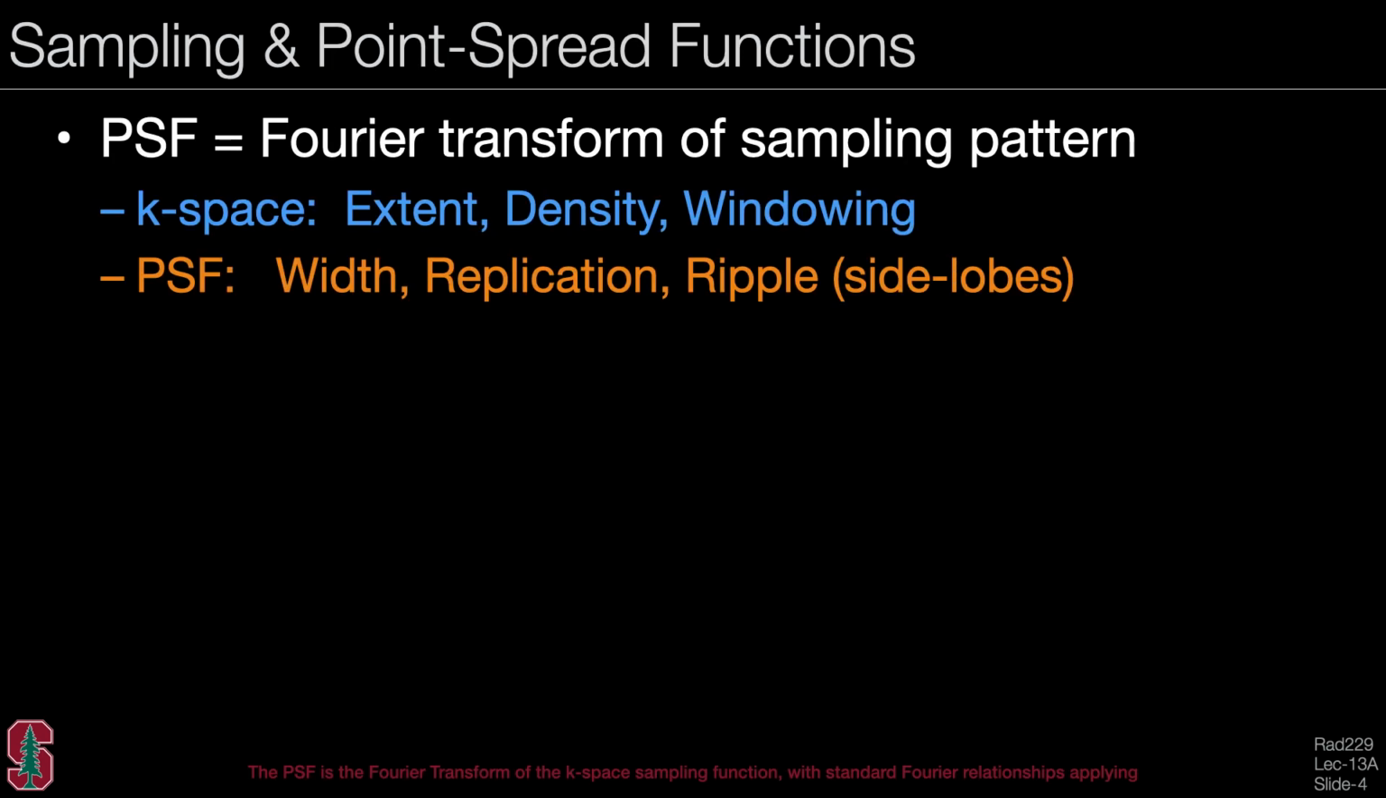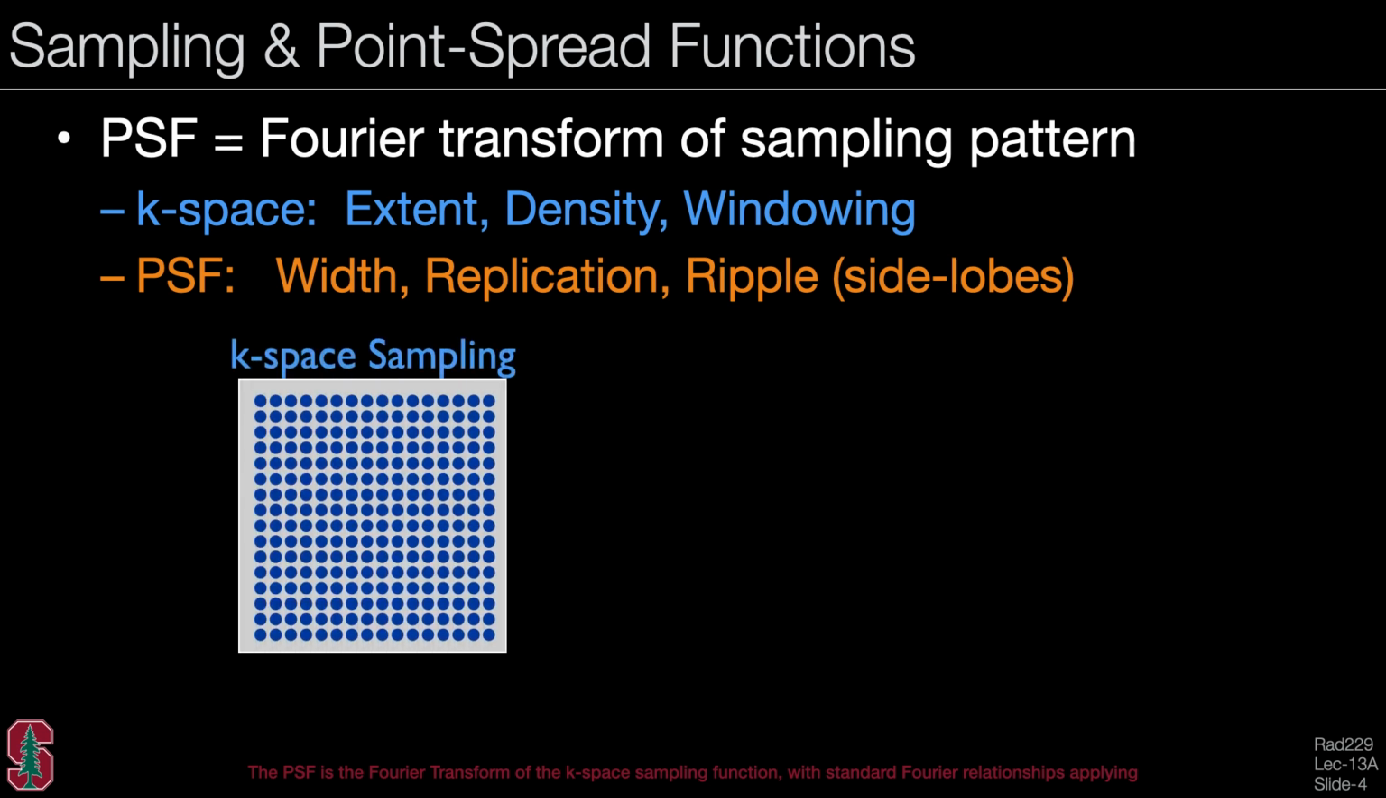The point spread function is the Fourier transform of the sampling pattern. In k-space, we usually think about the extent, the density, and perhaps windowing. The effect on the point spread function is the width of the main lobe, the distance to replicas of the main lobes, and the ripple or side lobes, and the amplitude of these side lobes.